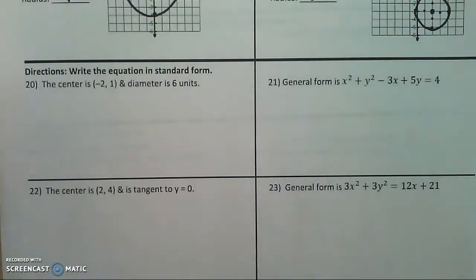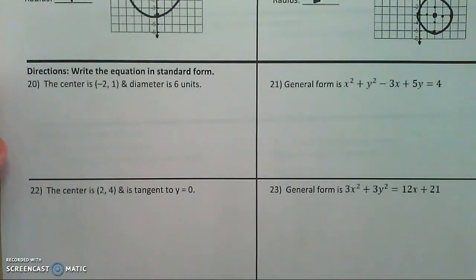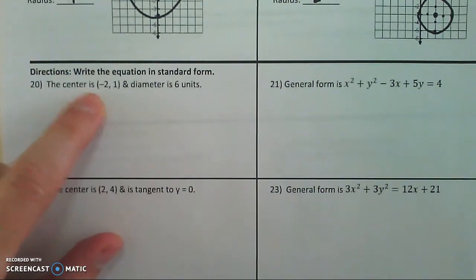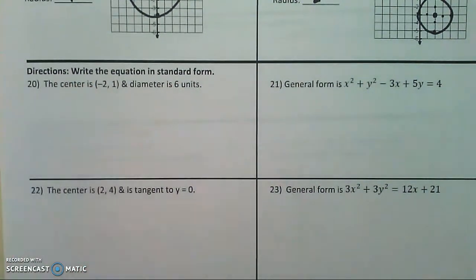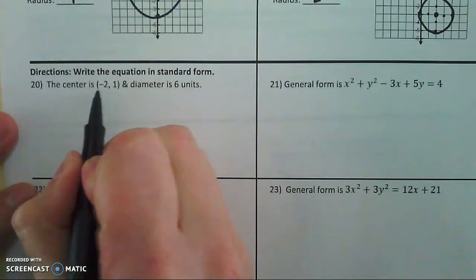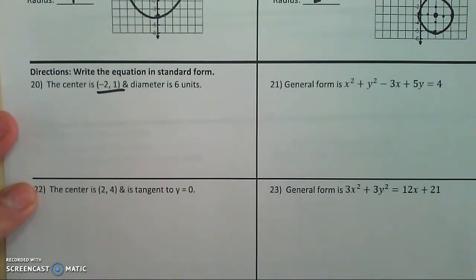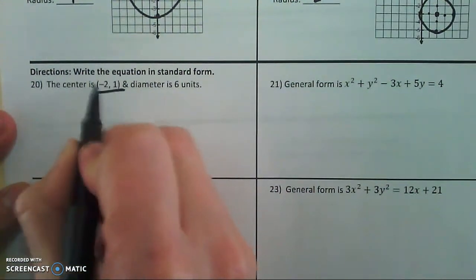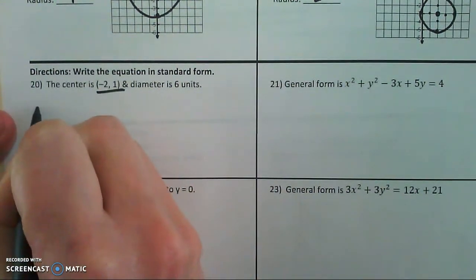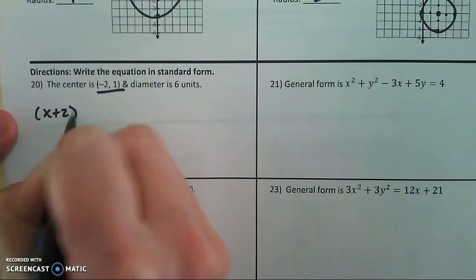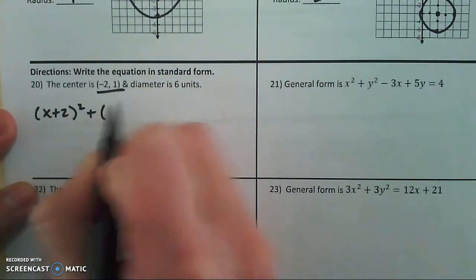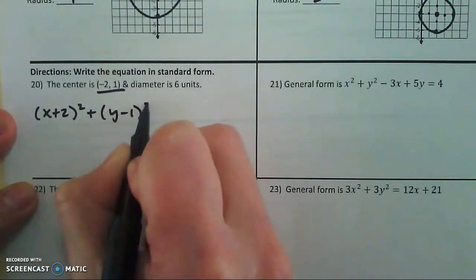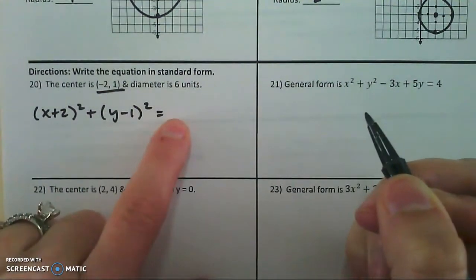So in this section, we want to write the equation in standard form. If we want to put something in standard form, then we need to know 2 things: the center as well as what the radius is. So in number 20, they're telling you that the center is at negative 2, 1. Again, you're going to change those signs when we put them in standard form. So we're going to say x plus 2 squared plus y minus 1 squared is equal to your radius squared.